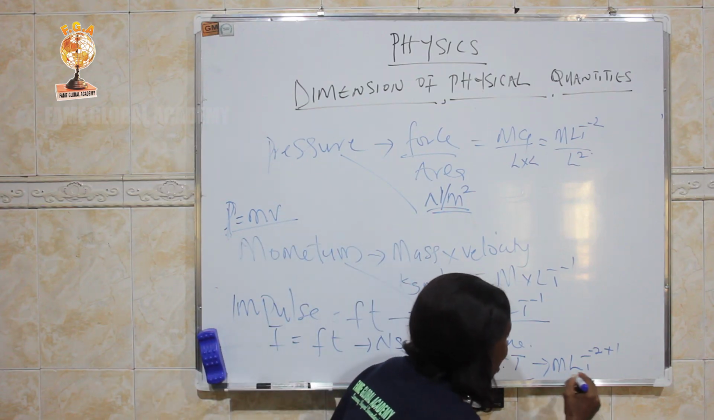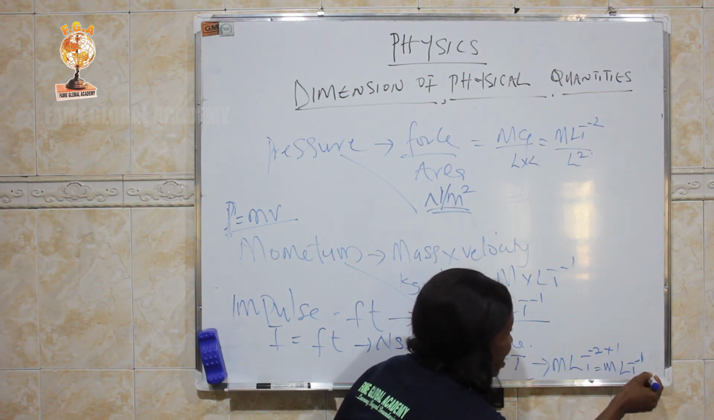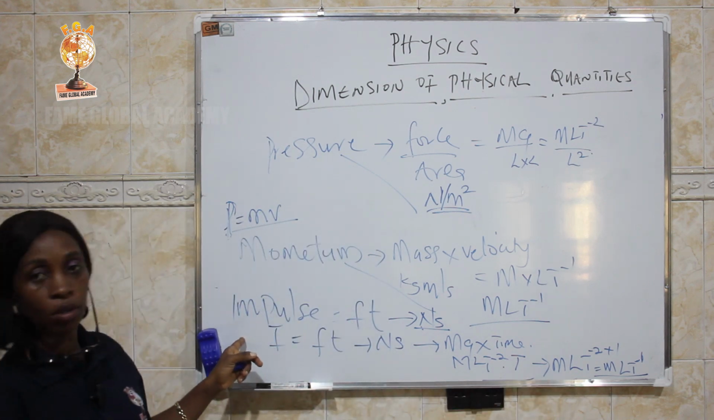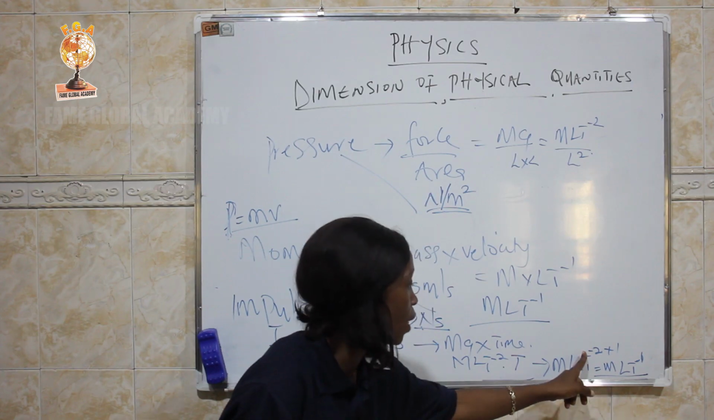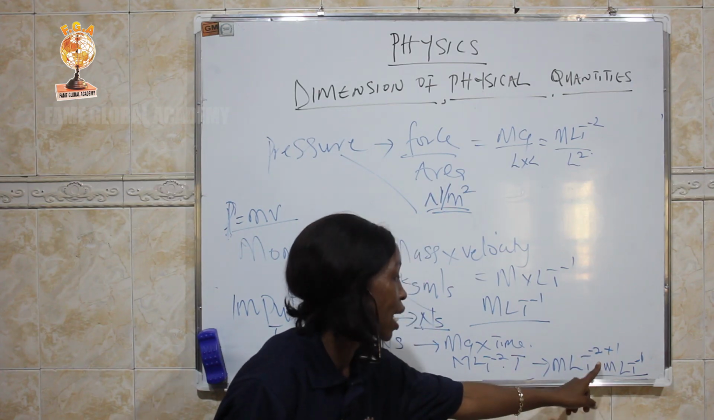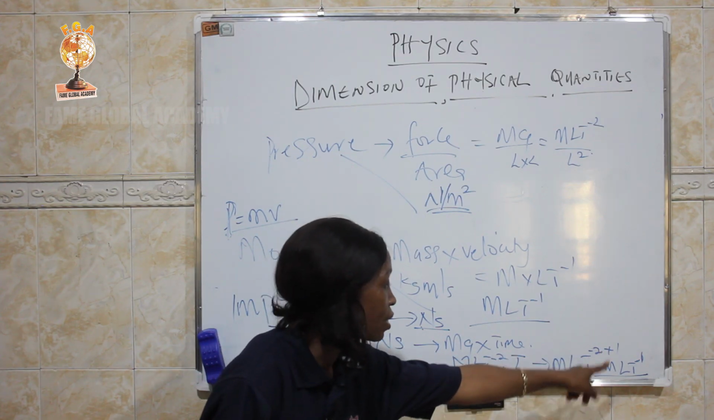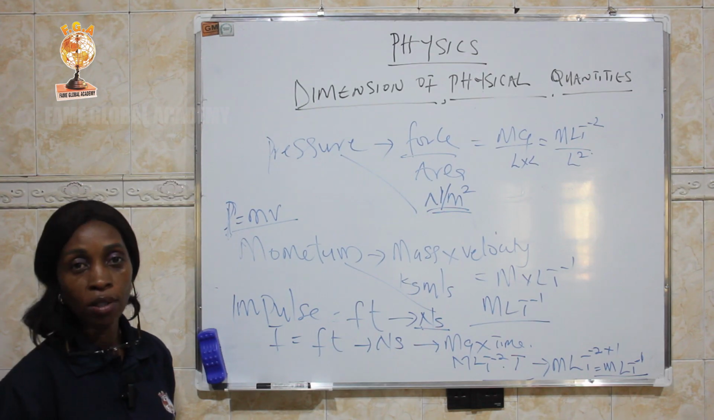So this now becomes M, L, T minus 1. Minus 2 plus 1 is minus 1. This now becomes the dimension for impulse. M, L, T minus 1. Mathematically, minus 2 plus 1 is minus 1. So M, L, T minus 1 is the dimension for impulse.